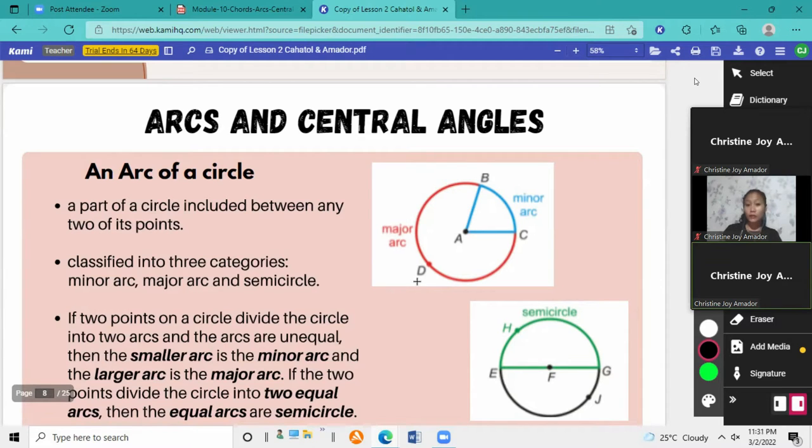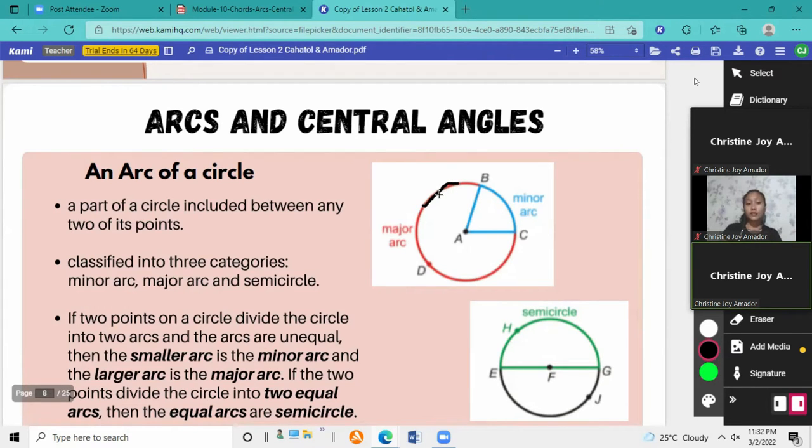So if this is our circle, and we know that this is the center of our circle, and this one consists of two points which are equidistant from the center. And it states here that an arc is a part of a circle. So if we have two points, point one and point two, and we connect the two points, then we can create a what? We can create an arc. So that is an example of an arc.